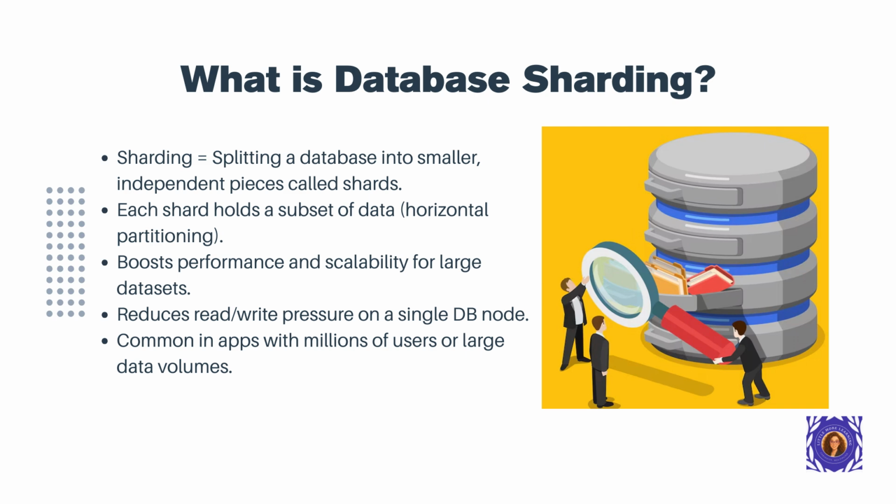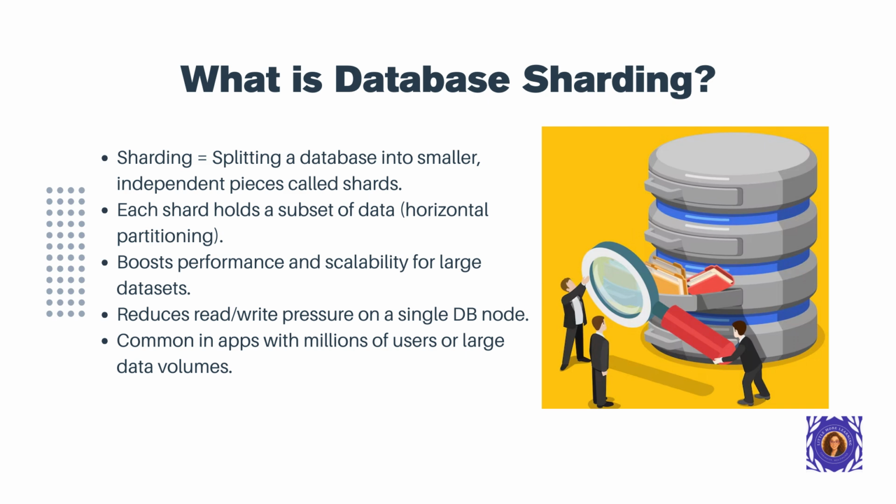Sharding splits your database into smaller, more manageable pieces called shards. Each shard is essentially an independent database that holds just a subset of your total data. This is what we call horizontal partitioning. The magic happens when these shards work together. By distributing your data across multiple database nodes, you dramatically boost performance and scalability.